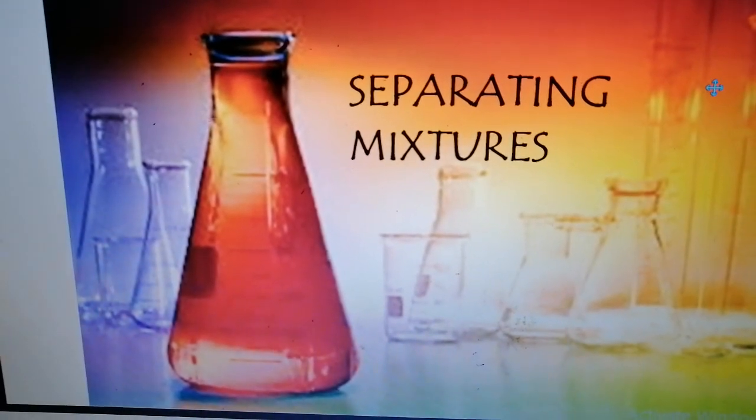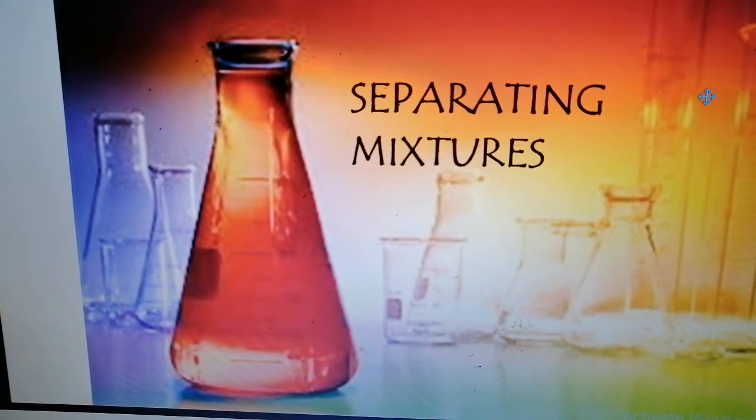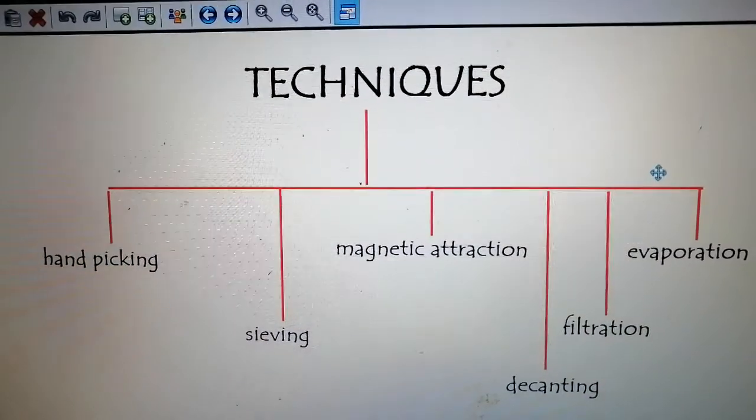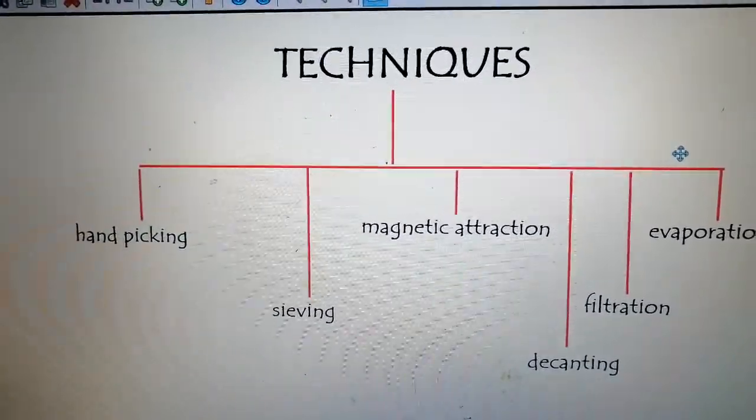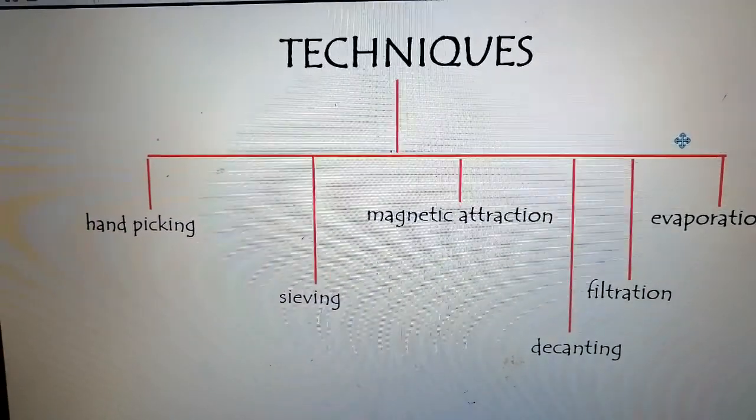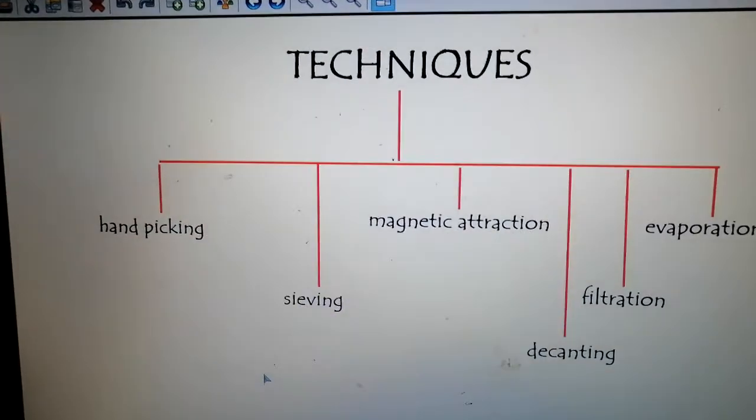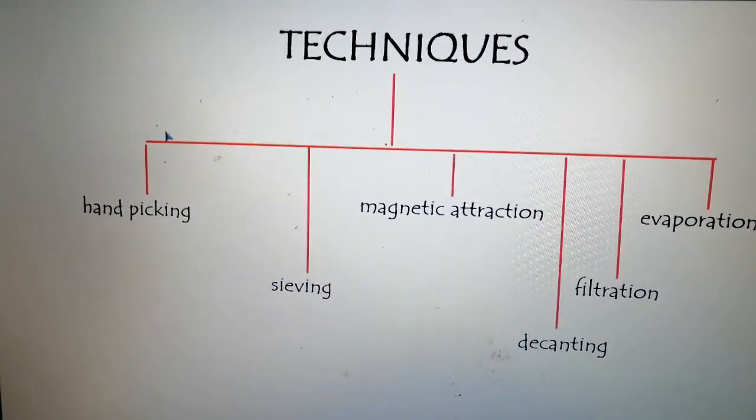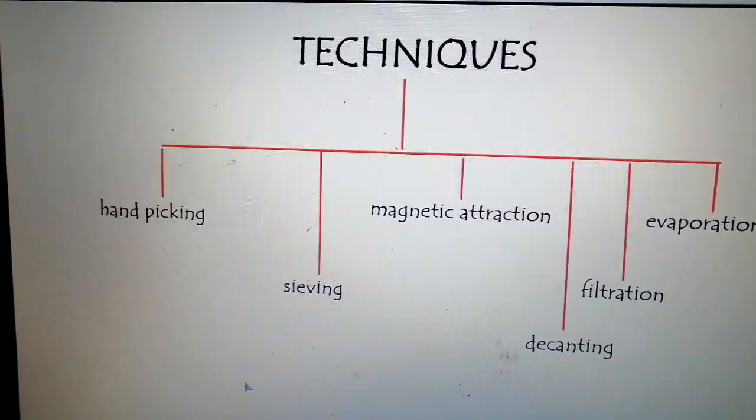Let's continue our discussion on the separating mixture techniques. Again, by using the same wall and weave, you just need to copy the notes and also the picture in here. It is up to you if you want to do the mind map or just the points.